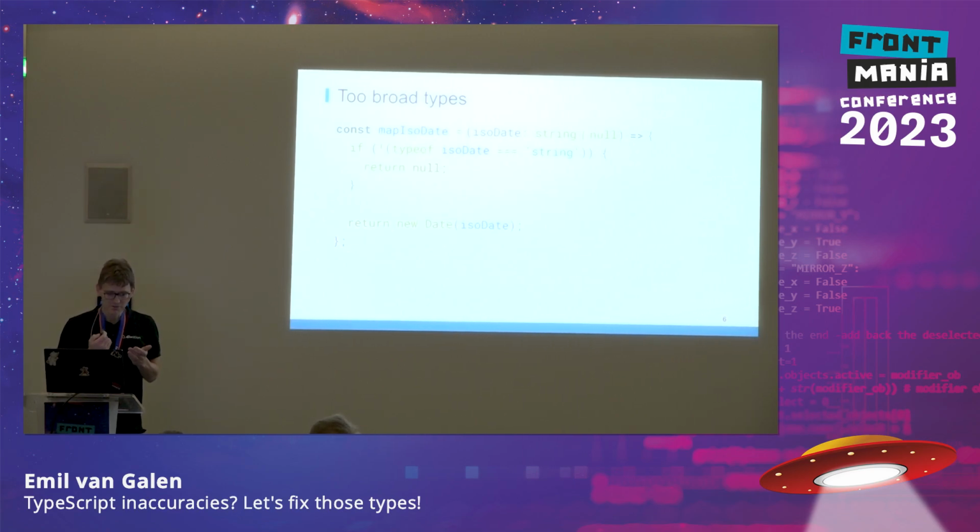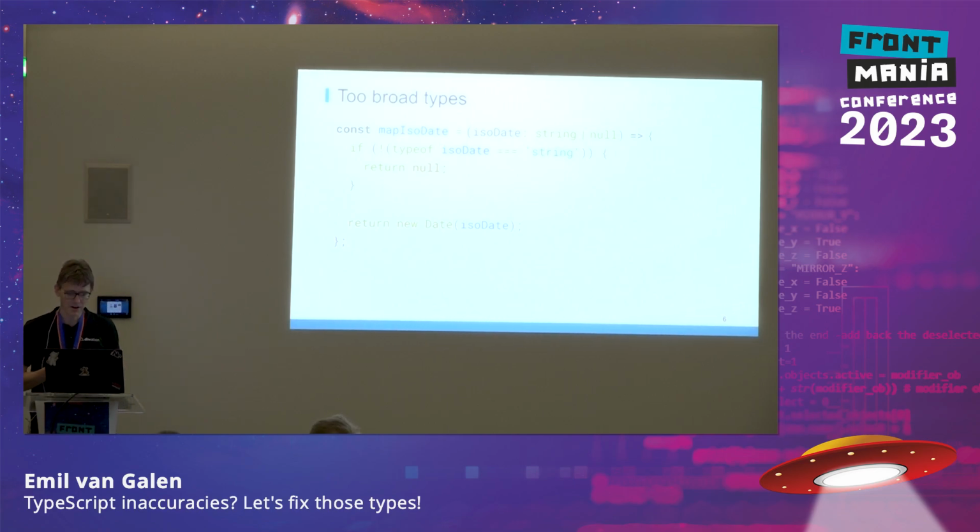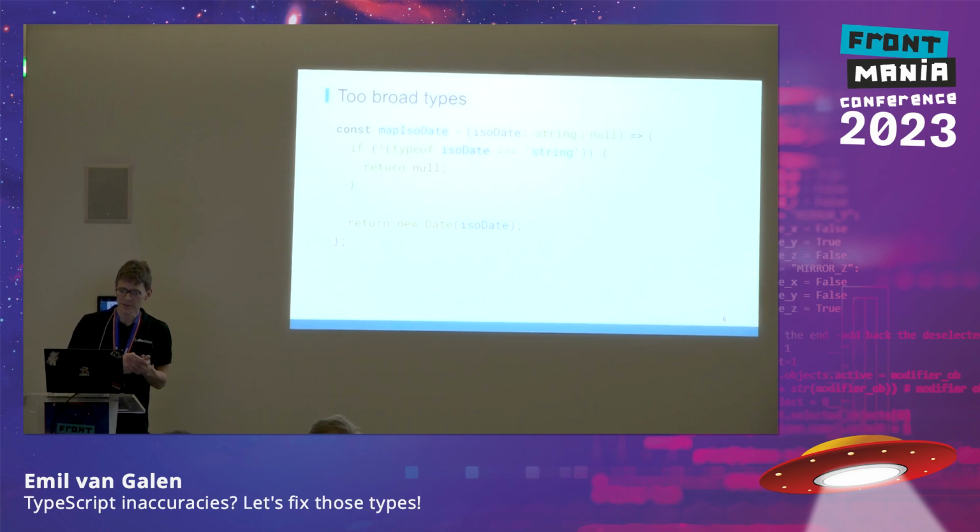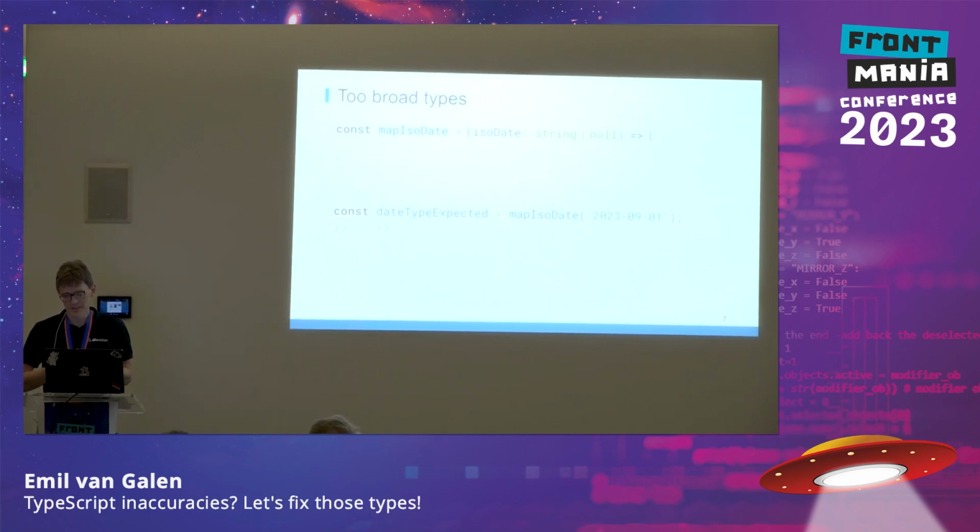If I have this little function that has an argument with a nullable string, and it maps to a nullable date, then actually the inferred type is a union type of a nullable date. But even if I pass in a string and I know for sure that I only could get a date back, I'm still confronted with this union type.